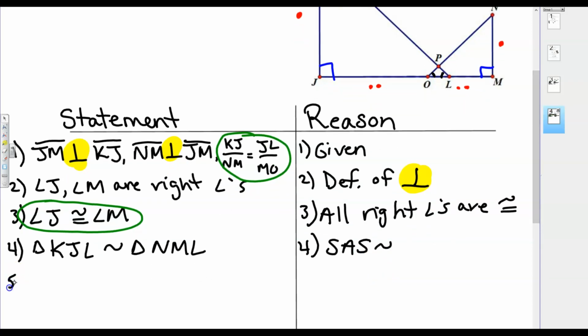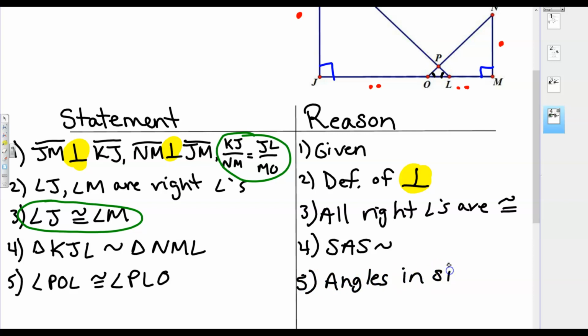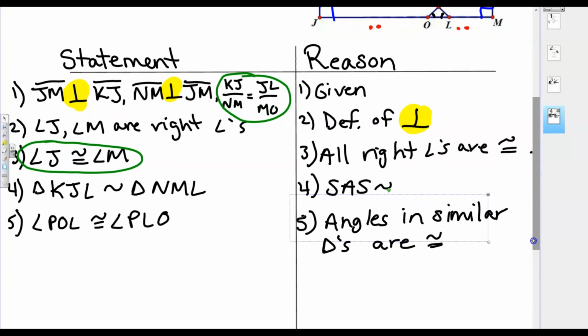Now I can say that because I've got these similar triangles, angle POL is congruent to angle PLO. Those are my little tiny marked angles down here. Because angles in similar triangles are congruent, right? Those are two angles in the larger triangles. And therefore, triangle POL is isosceles.